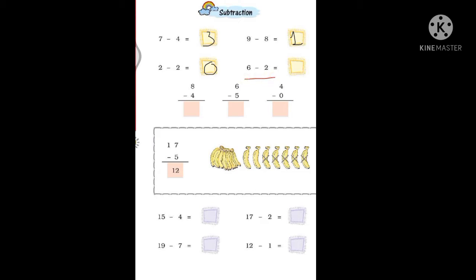Now next one is 6 minus 2. What is given over here? 6 minus 2. From the number 6 we have to subtract 2, right? So first number is your 6. So for 6 we have to draw 6 sticks. So I am drawing it 1, 2, 3, 4, 5, 6. So I have drawn 6 sticks.